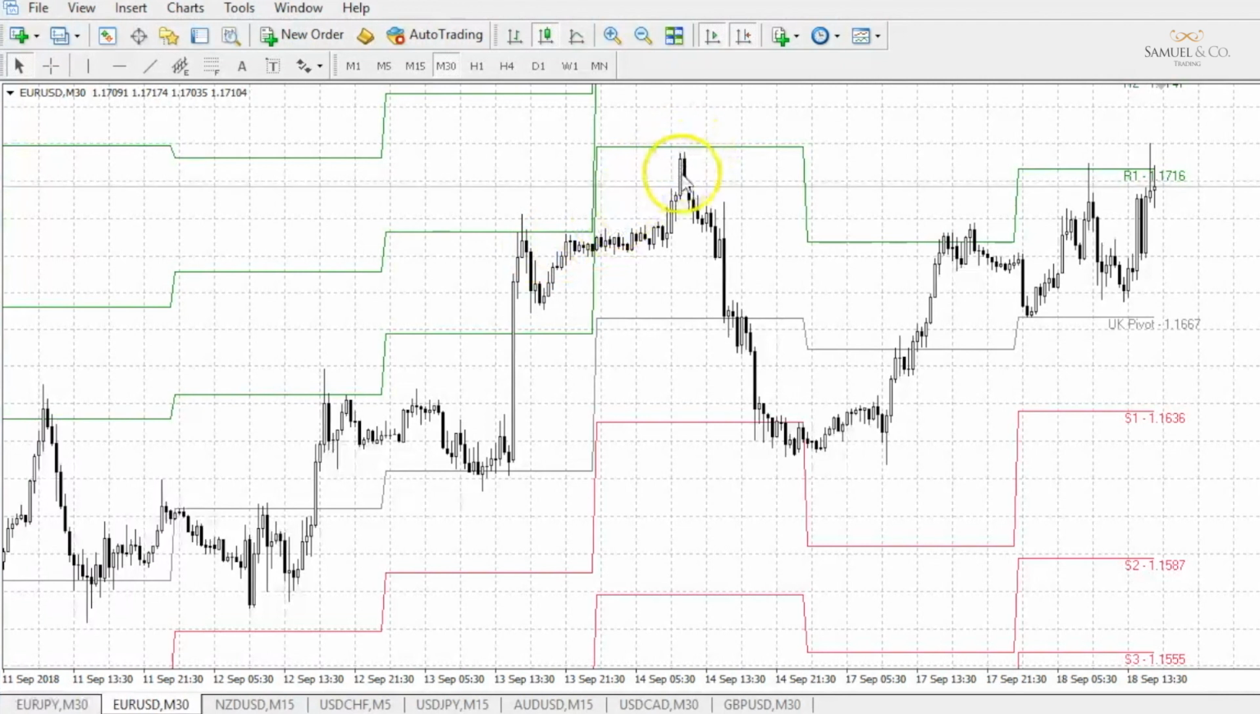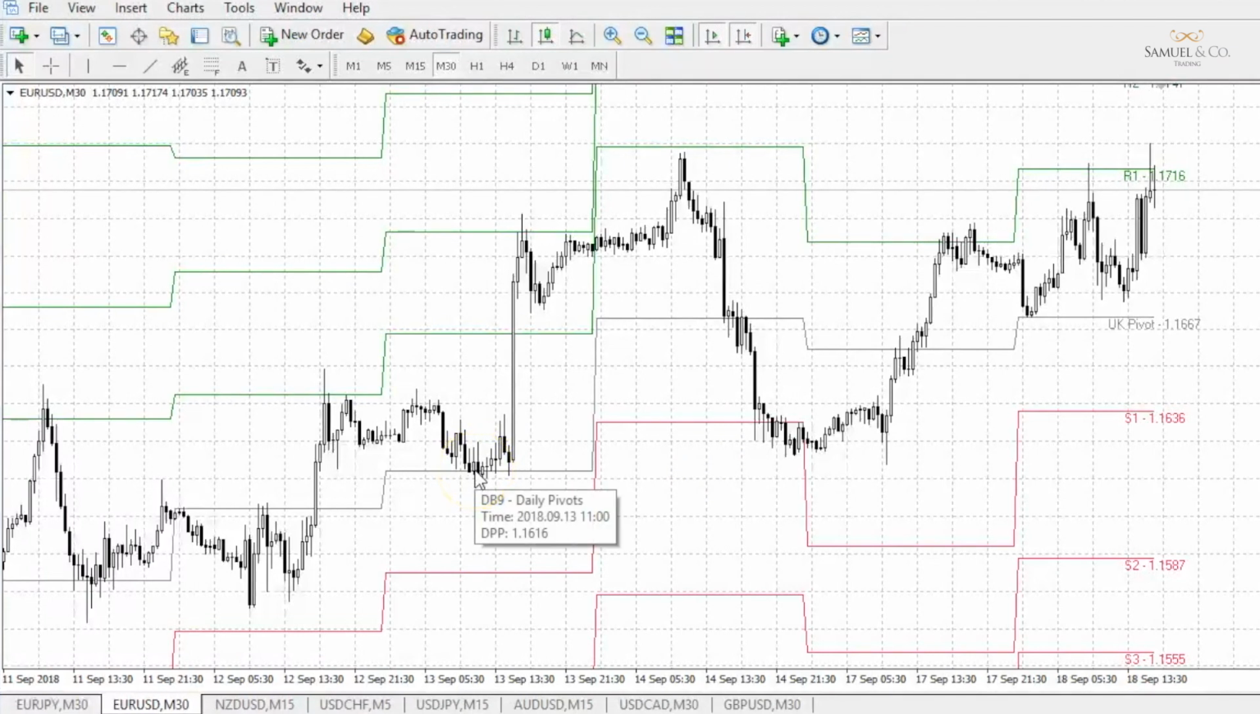Again here, price stalling up at this R1 level, a little bit of a stall here at the UK pivot, and again at this S1 level. Because price seems to respect these levels very frequently, the pivots become very useful in potentially seeing turning points in the market when price hits these key levels.